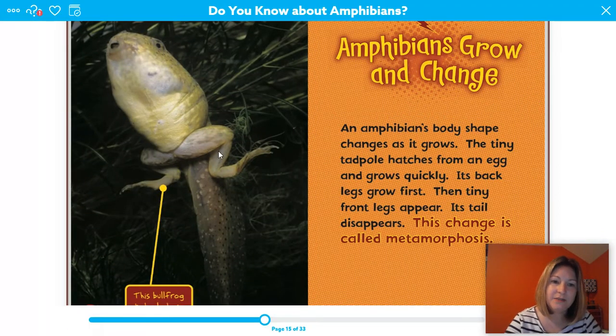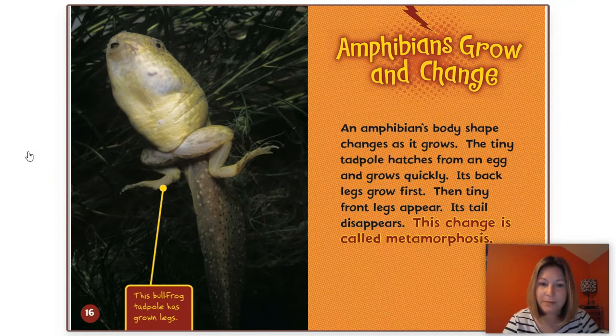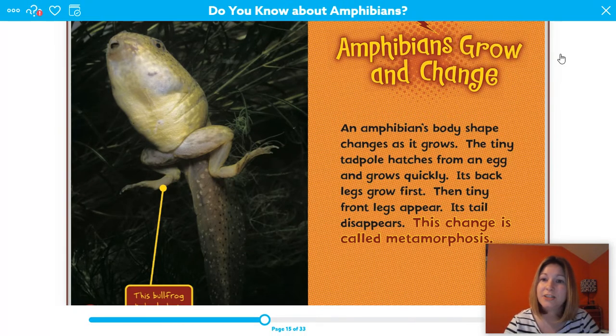So in this photo, the caption tells us this bullfrog tadpole has grown legs. And then our heading for the next section says amphibians grow and change. An amphibian's body shape changes as it grows. The tiny tadpole hatches from an egg and grows quickly. Its back legs grow first, then tiny front legs appear. Its tail disappears. This change is called metamorphosis.